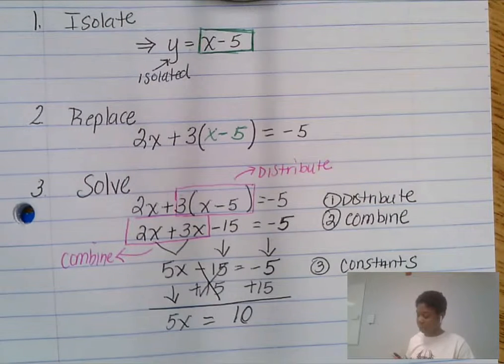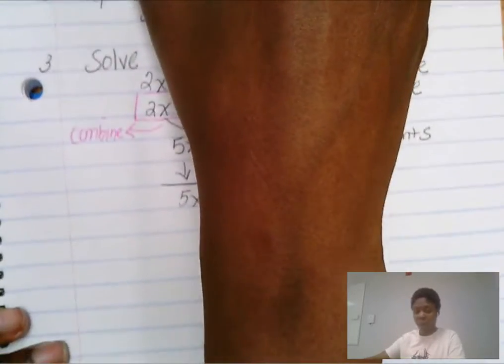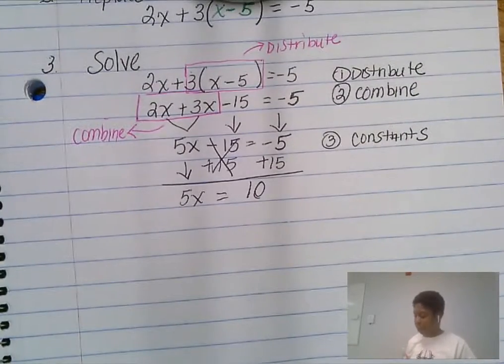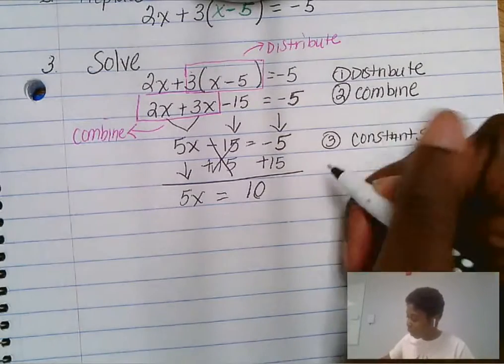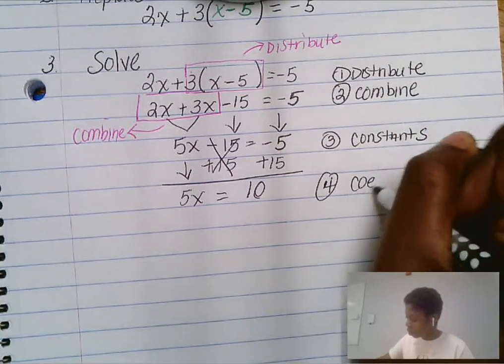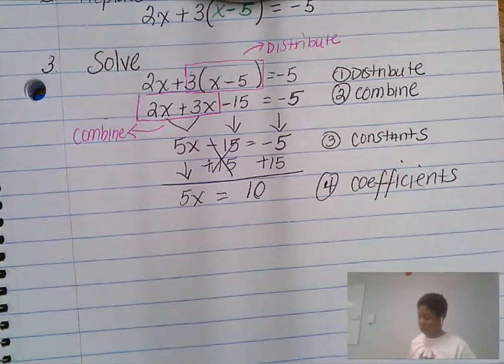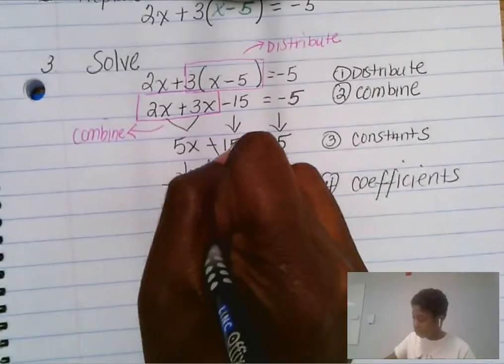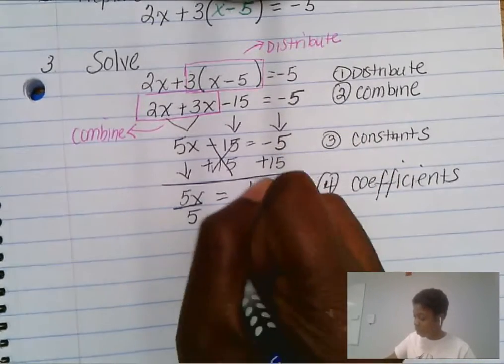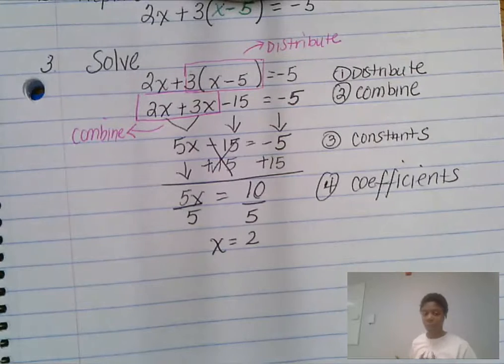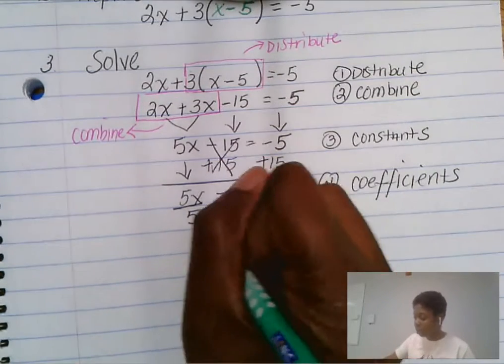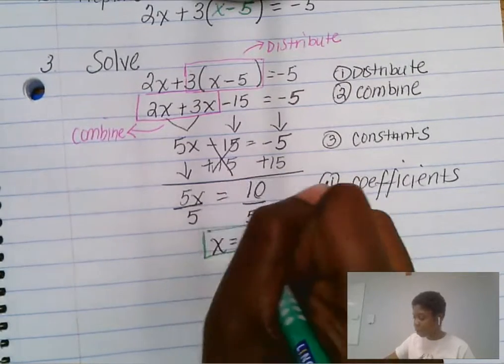All right, so we're almost done here. And our very last step is to divide our coefficients. If we divide by 5, x is going to be equal to 2. So we get our final answer of x. We now know what x is equal to. But we're not quite done yet.